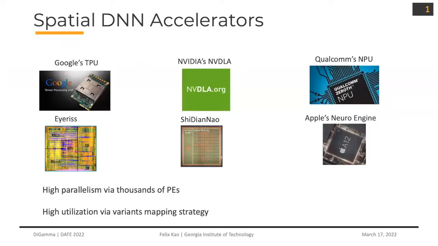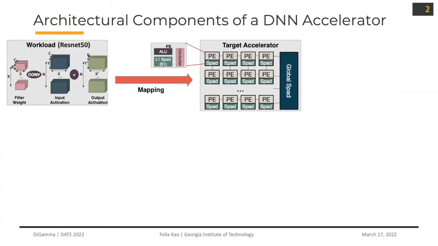DNN applications are everywhere. To run DNN models more efficiently, many specialized DNN accelerators are designed. They feature high parallelism via thousands of PEs and high utilization via a variety of mapping strategies. Now let's take a look at what a DNN accelerator is made of.